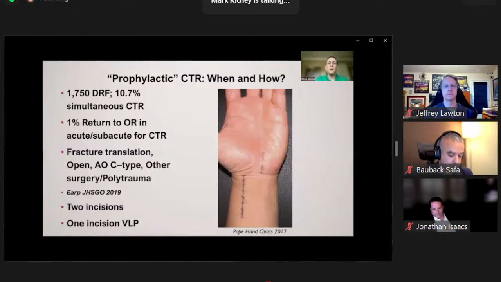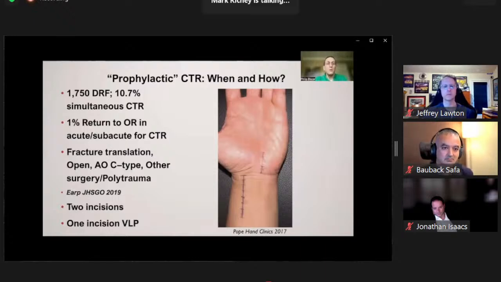Our study and others demonstrated some risk factors for development of carpal tunnel syndrome, and in whom the literature suggests that one should consider simultaneous carpal tunnel release. Those include significant fracture translation, much similar to the displacement of the dorsal head of the capitate, the other paper we talked about, but also indicators of high energy trauma, such as open fractures, AO C type, and other surgery or polytrauma in general.